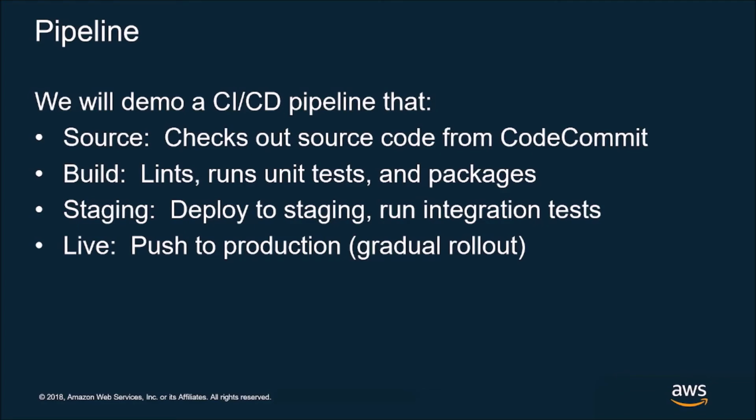Now we'll do a walkthrough of a CI/CD pipeline. In the CI/CD pipeline that we will show, we are using Code Pipeline to orchestrate everything. For the source code repository, we are using Code Commit. So we'll check out the source code from Code Commit. We have a build stage that does the linting, runs the unit tests, and then packages the software and deploys it in S3.